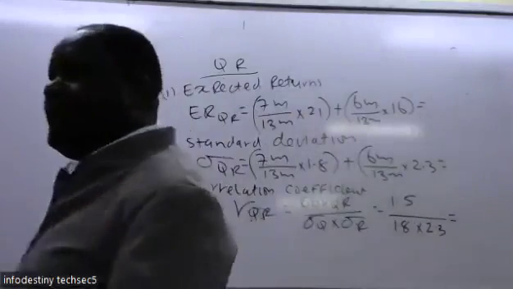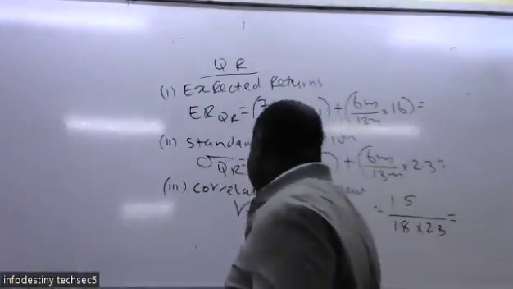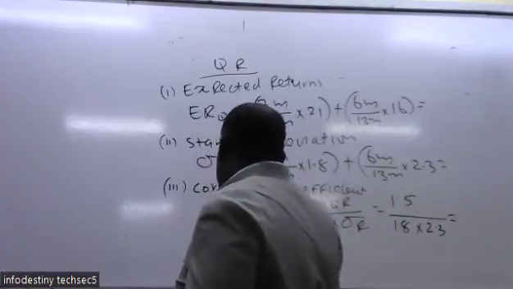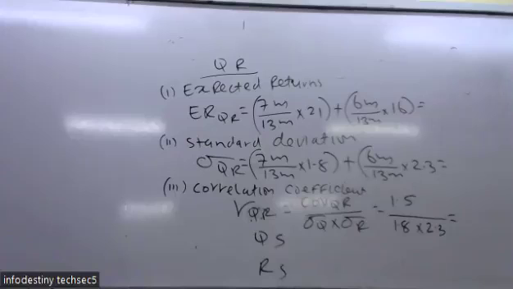So how many combinations do we still have remaining? There is the one for QS and RS. I want you now to try those two, following the same procedure, and do the same for QS and also RS.